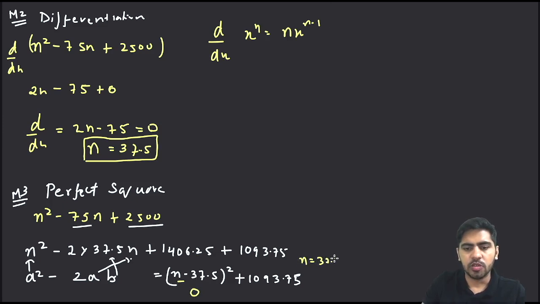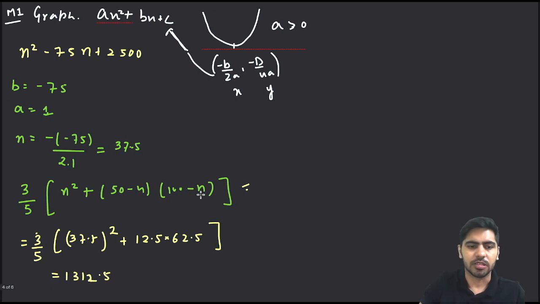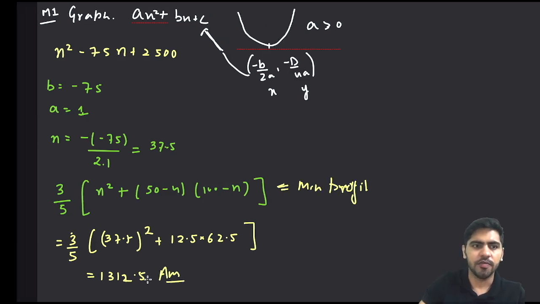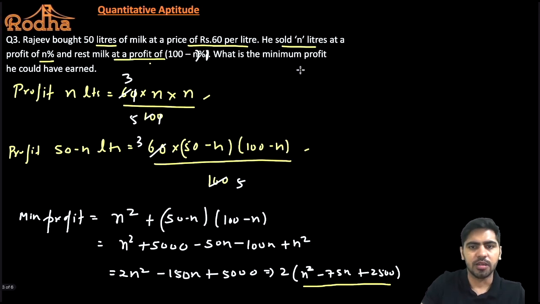So whether you use the graph, or you use differentiation, or you use the perfect square method, in each of the three cases I'm getting the value of n as 37.5. And whenever I substitute this value of n as 37.5 in my equation of minimum profit, I'm always going to get my answer as 1312.5. So the minimum profit that Rajiv could have made is nothing but 1312.5. So that is my required answer.